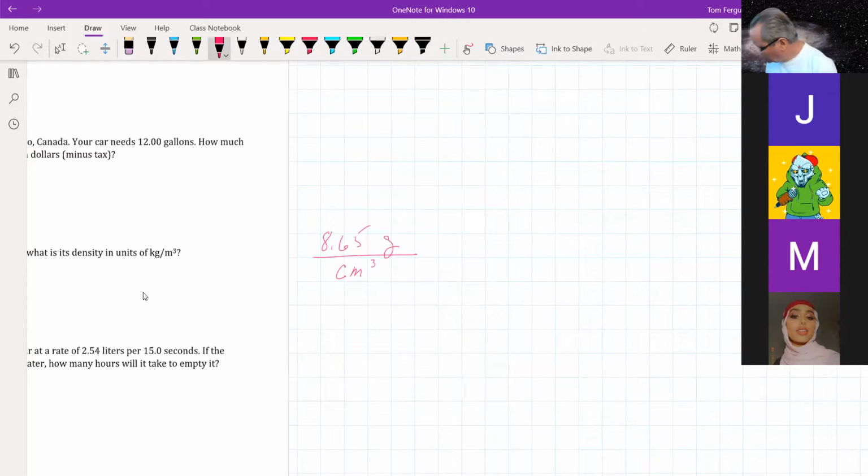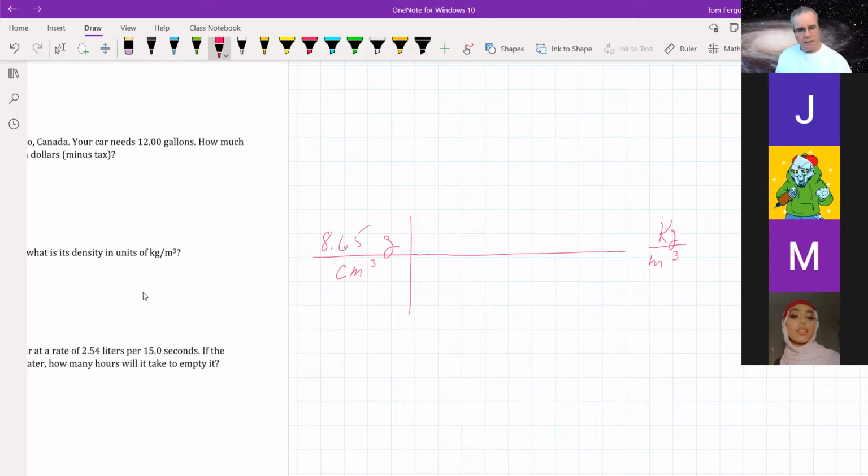And we want to end up with... okay, so grams to kilograms is pretty straightforward. So let's convert the grams to kilograms first.